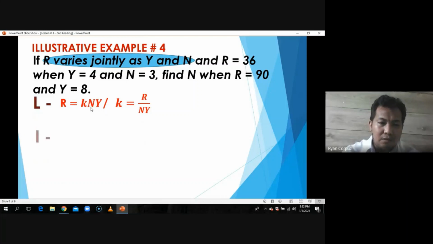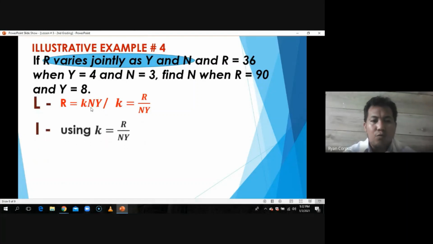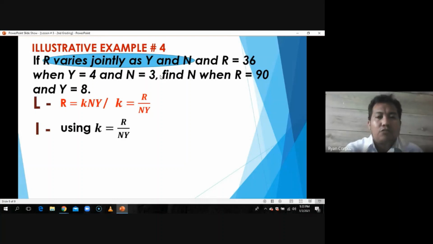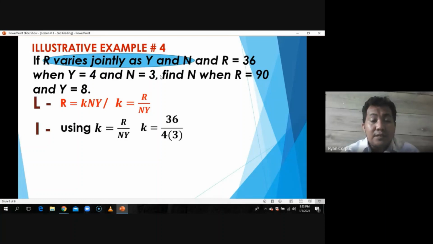Then using the second form equation, K is equal to R over NY, and using the complete values of R, Y, N in the problem, let's find the value of K, or the constant of variation. So K is 36 over 4 times 3. 4 times 3 is 12, right? 36 divided by 12 would be 3. So the value of K there is 3.